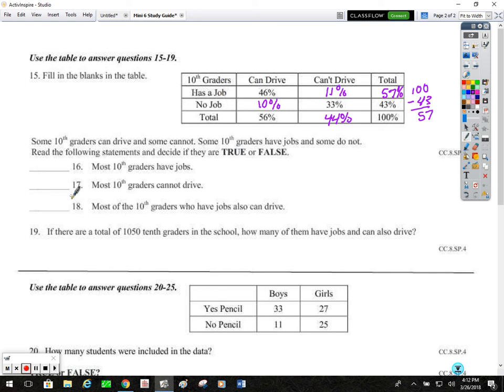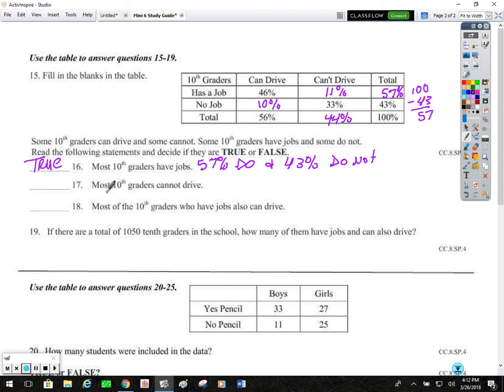All right, so let's look at some of the statements. Some 10th graders can drive and some cannot. Some have a job, some do not. Read the following statements and decide if they are true or false. All right, most 10th graders have jobs. Now, this one did not mention anything at all about being able to drive. All it wants to know is to compare the number of 10th graders that have a job. Well, if I look right here, 10th graders that have a job is 57%. 10th graders that do not have a job is 43%. So that one is true because you have 57% do and 43% do not.